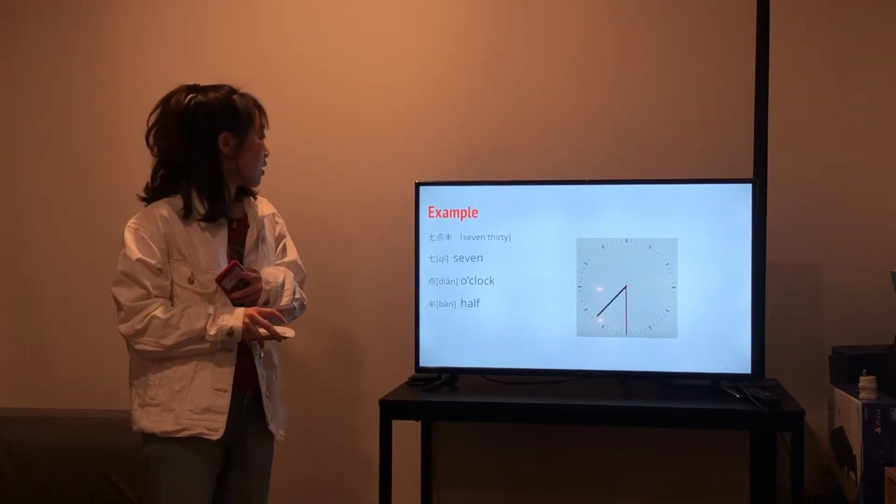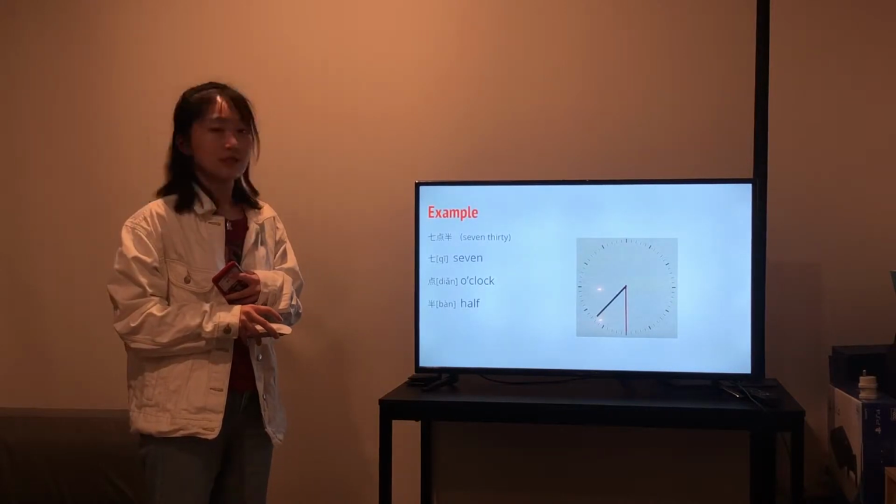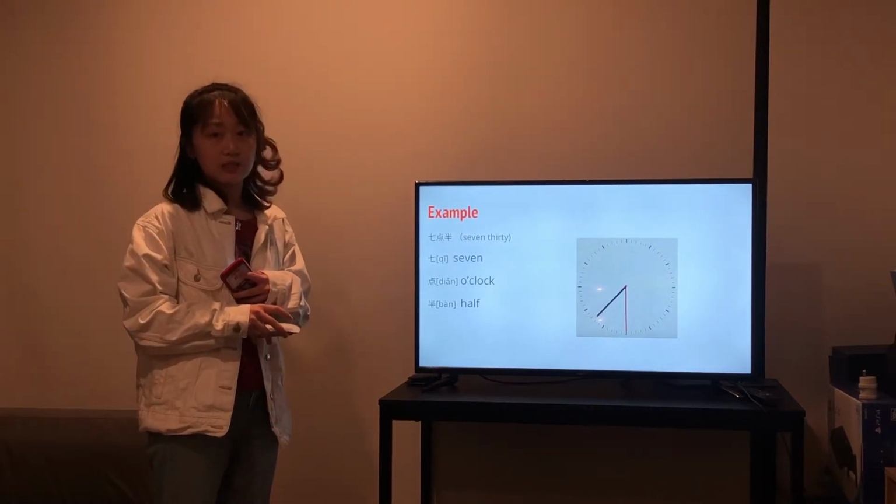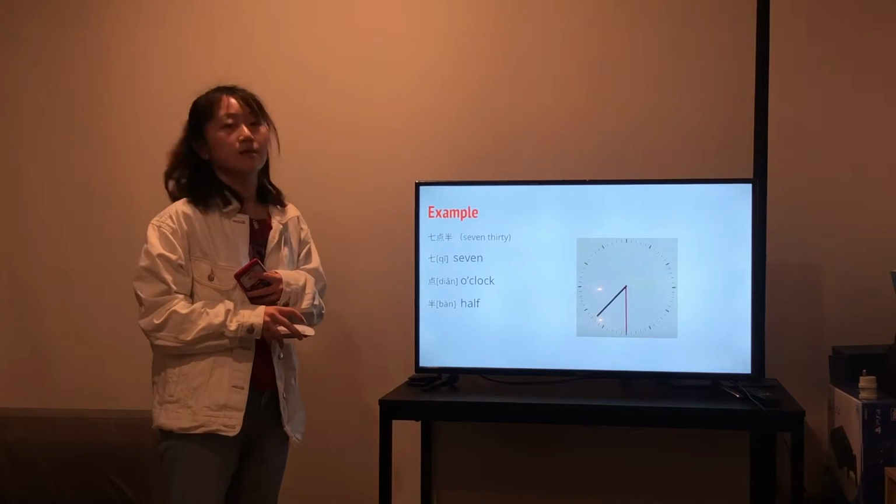7 means 7. 点 means o'clock. 半 means half.